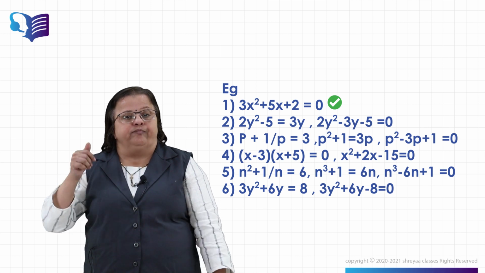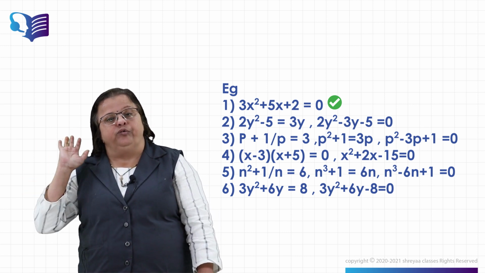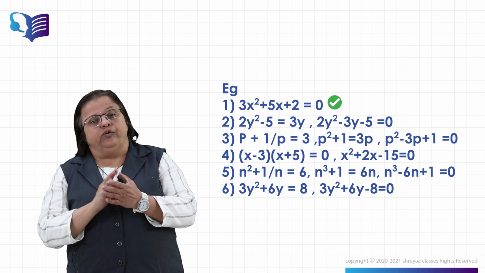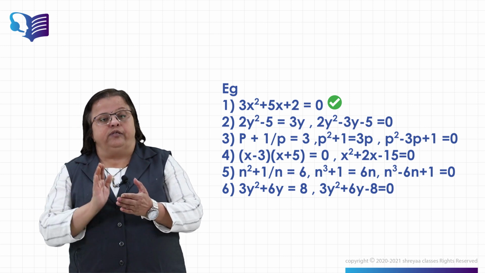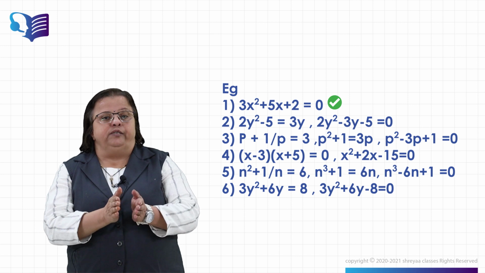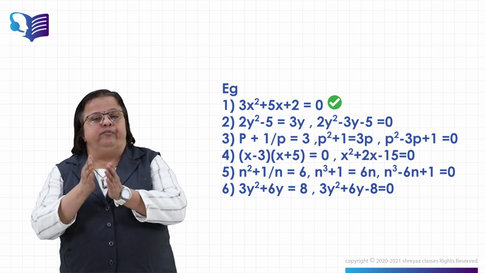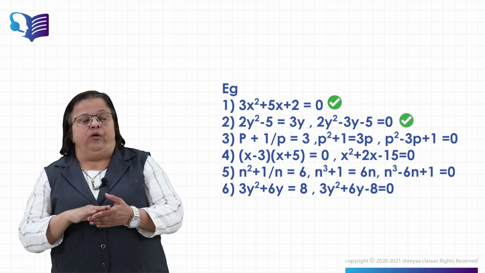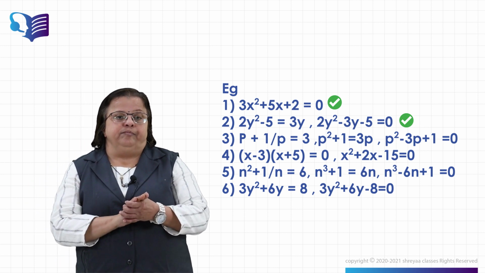Then 2y square minus 5 is equal to 3y. Now here if we take 3y on the left hand side, we can write it as 2y square minus 3y minus 5 is equal to 0. Again it is a quadratic equation.